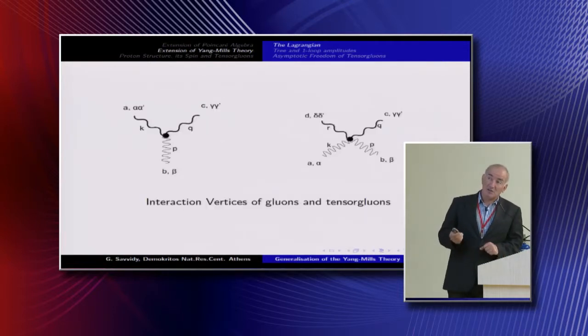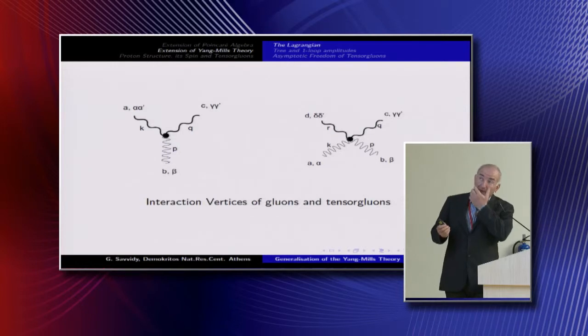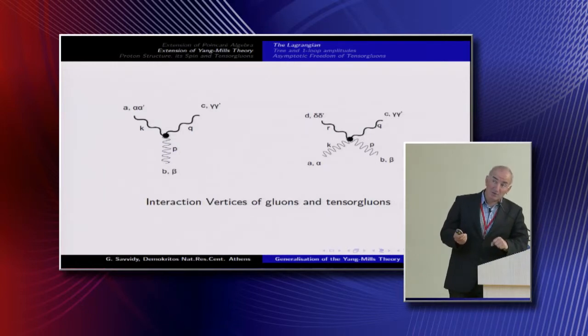So the interaction, if you square the field strength tensor, you see that it contains vertices of interaction of the gauge field with two rank 2 tensors, or the Yang-Mills boson with the two tensors. What is important is that the coupling constant is dimensionless, and it is the same as in Yang-Mills theory.